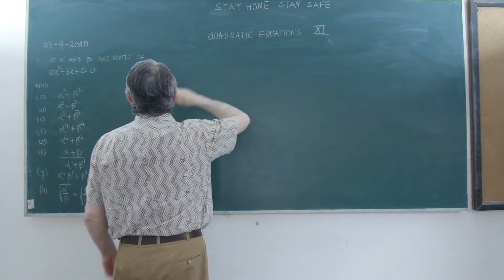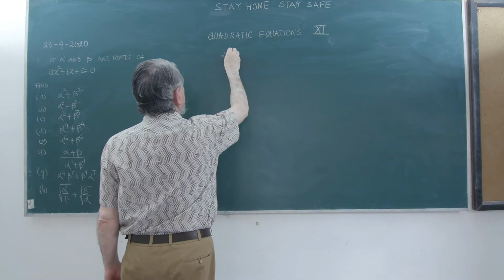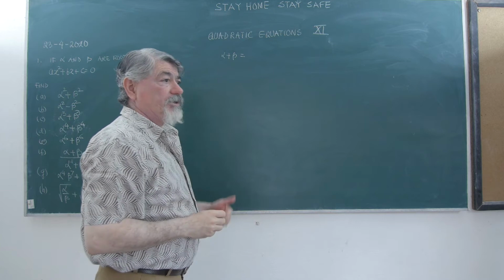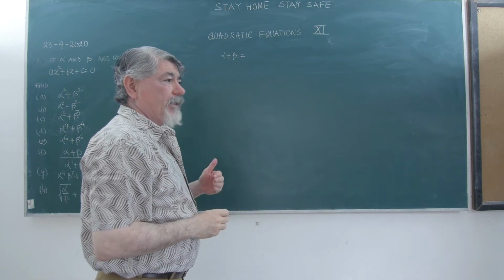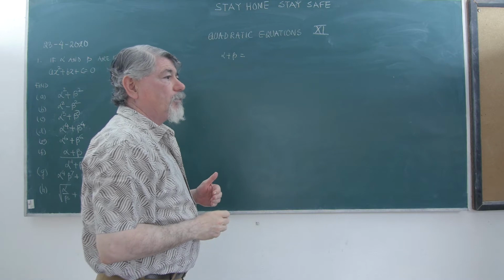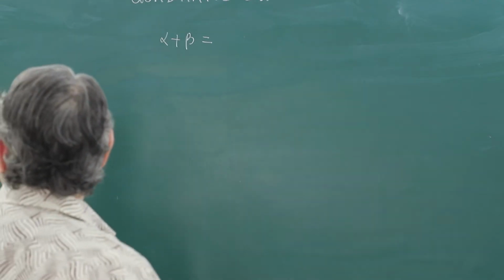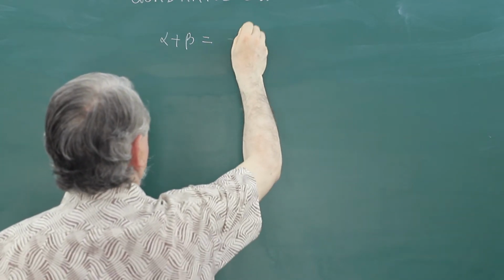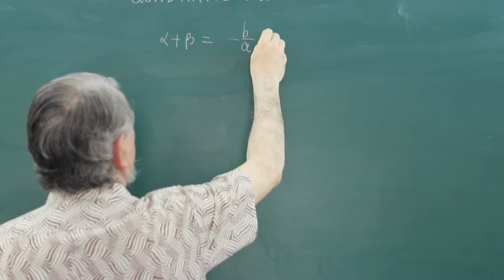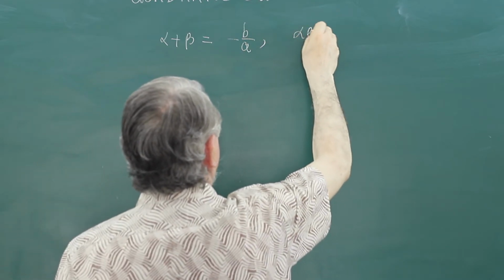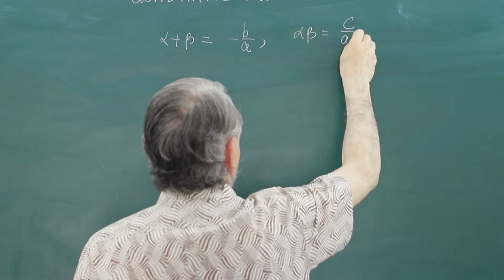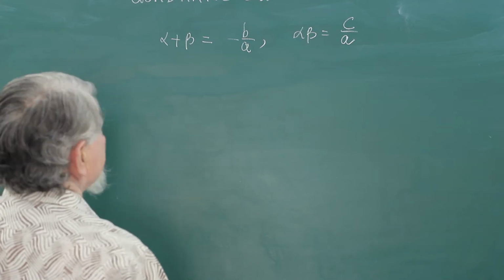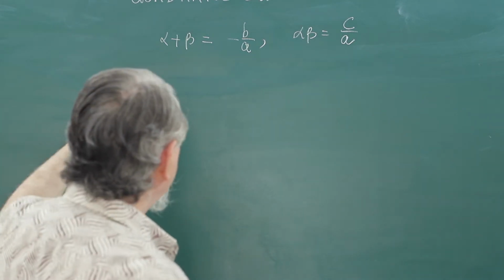If alpha and beta are the roots, then the sum of the roots is, as we had told you, minus b upon a, the coefficient of x upon the coefficient of x square. Here b is the coefficient of x and a is the coefficient of x square, so the sum of the roots will be minus b upon a. And the product of roots is c upon a, where c is the absolute term. In the question here it is c, and a is again the coefficient of x square.